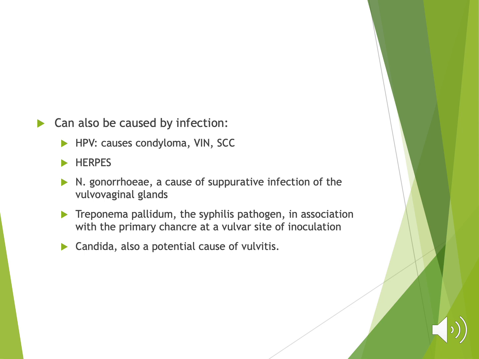Treponema pallidum is the underlying causative organism of syphilis. It can be primary, secondary, or tertiary. The vulva is associated with a primary chancre at the vulvar site of inoculation. Candida is also known to cause vulvitis. It's a fungal infection, but unlike all the previous organisms, it's not a sexually transmitted disorder.